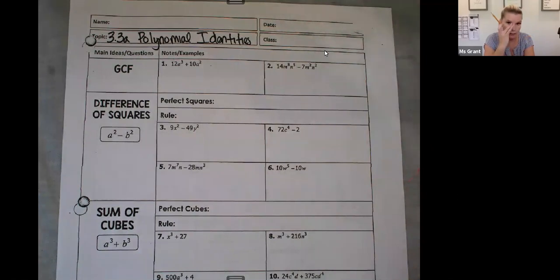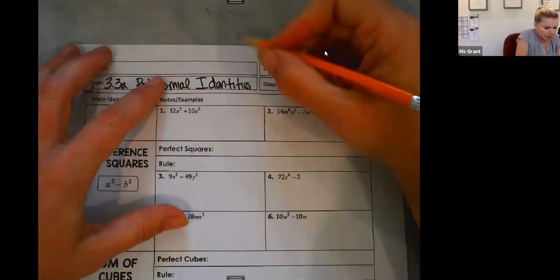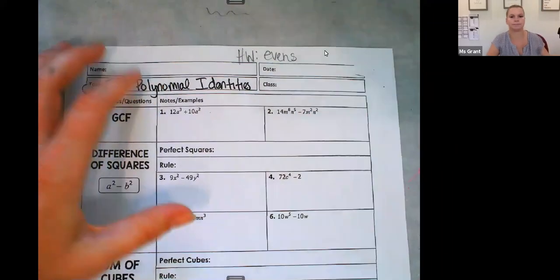So I'm going to have you do the evens for homework. So on the top of your paper, why don't you just write right now, homework, evens.